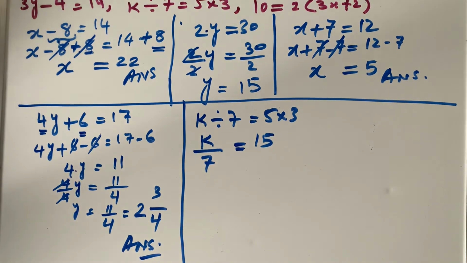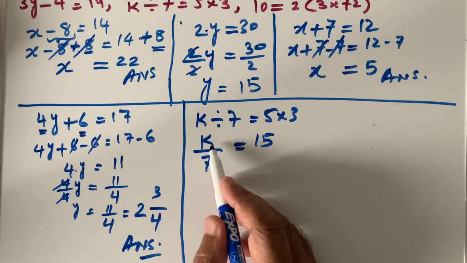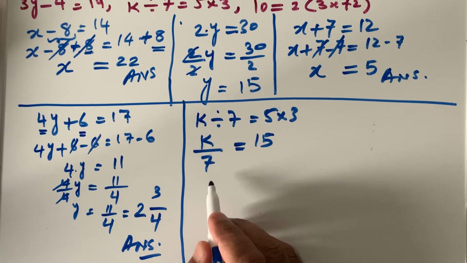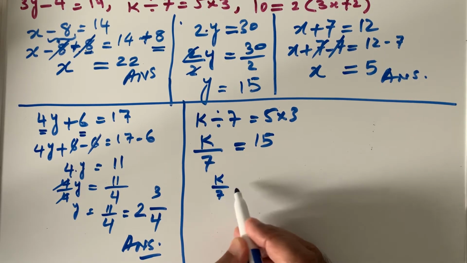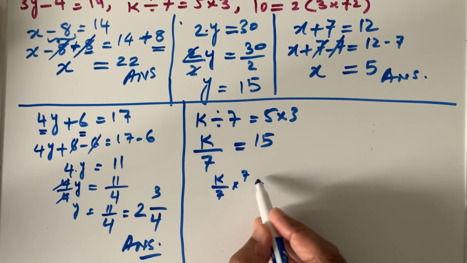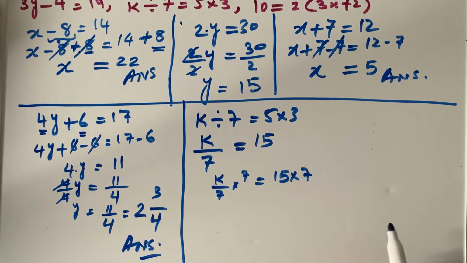Now the same thing, I need to isolate my k. K is my variable, right? So I need to isolate it. What is 7 doing with k? It's dividing. What is the opposite function of division? Multiplication. Very good. So I need to multiply by 7, on both sides of the equation, right? Both sides of the equation.